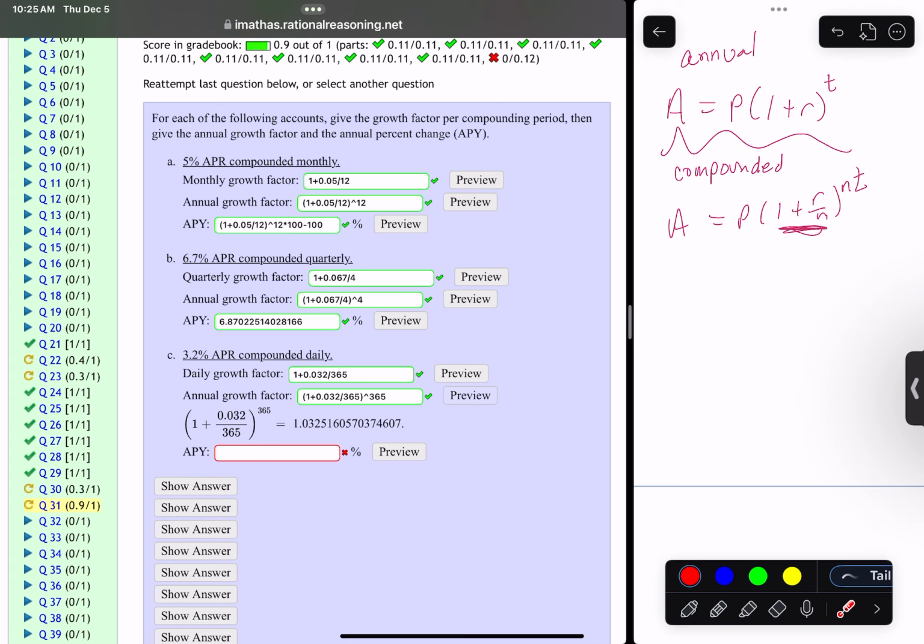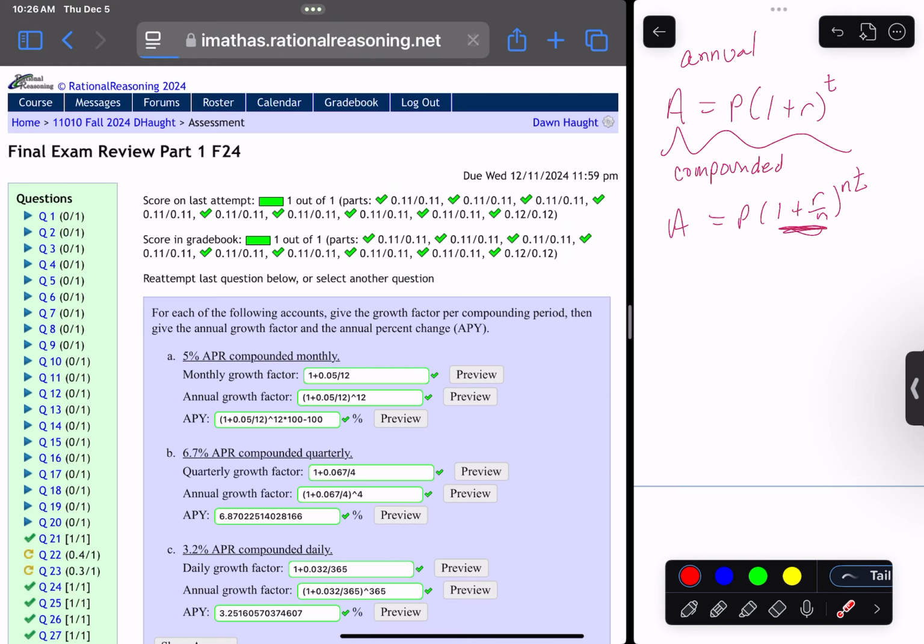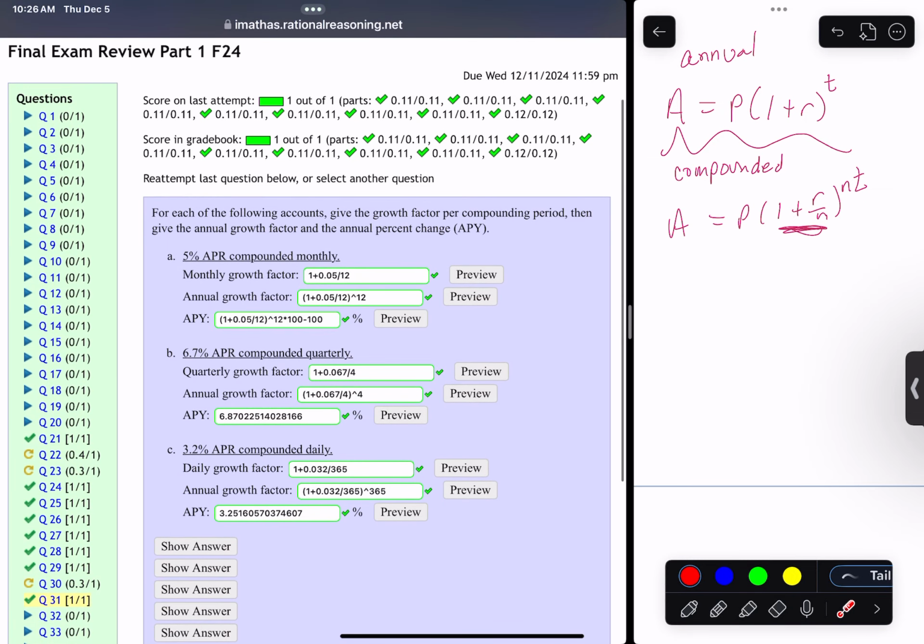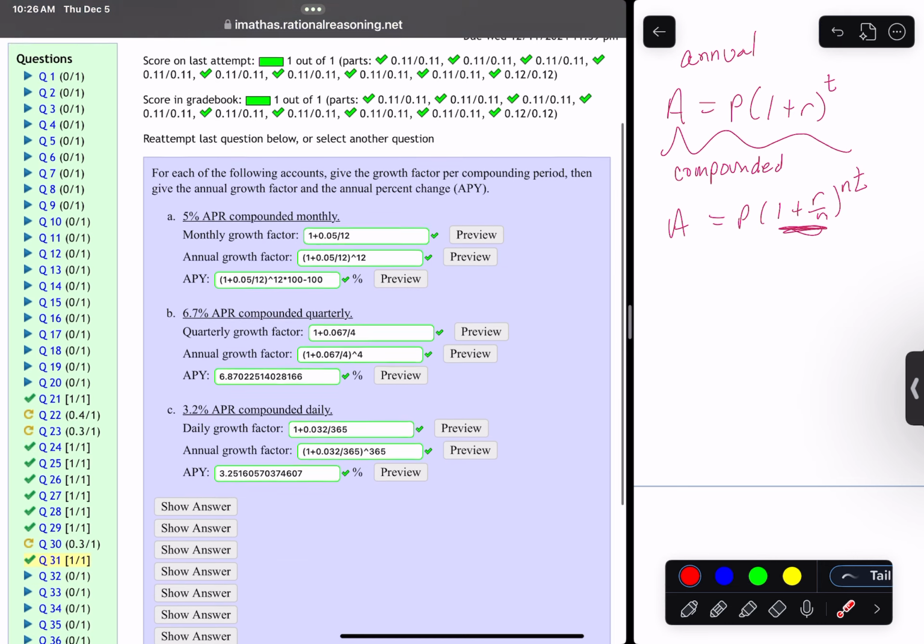It should be a little bit more than 3.2%. It is. So it is 3.2516057037474607. Okay. There you go. So that is one thing about this formula we see to the right.